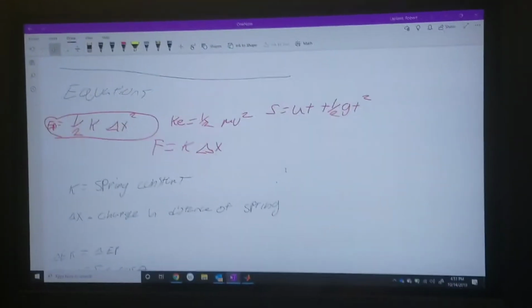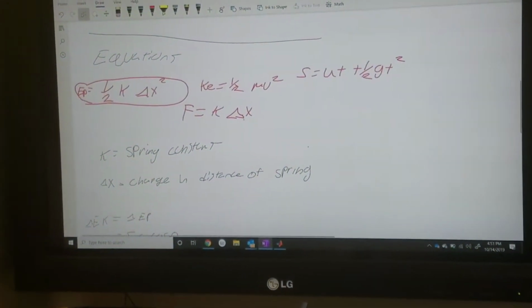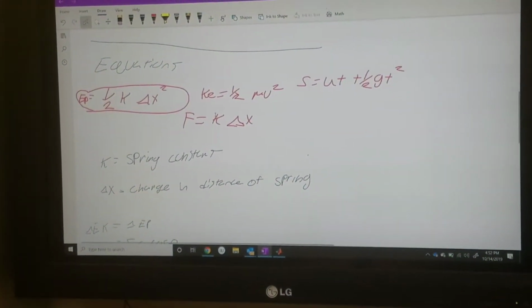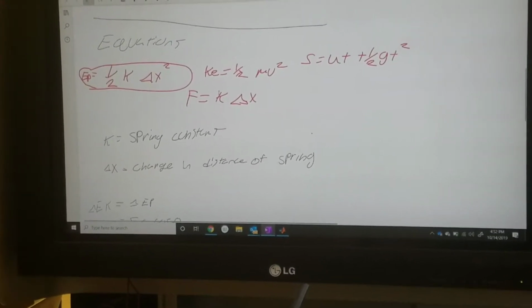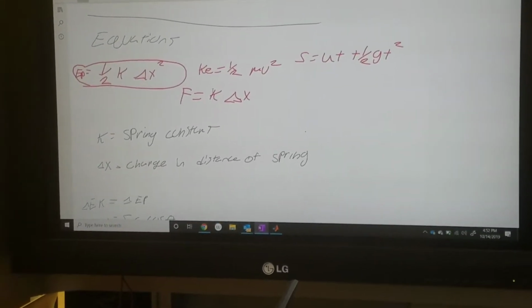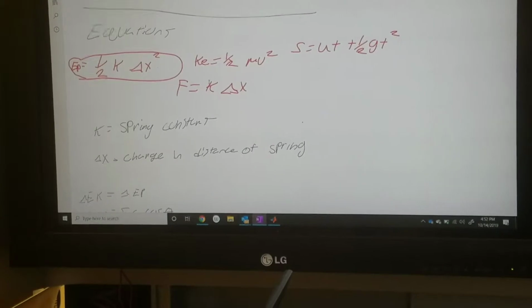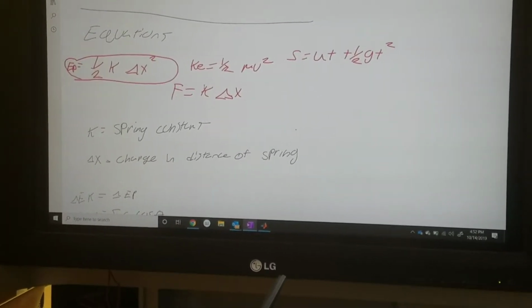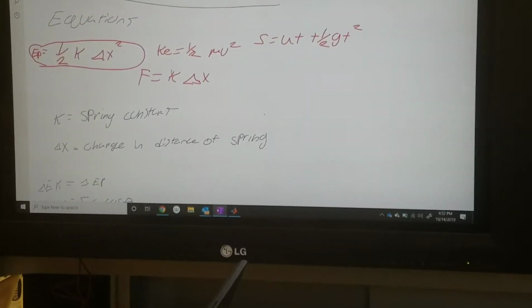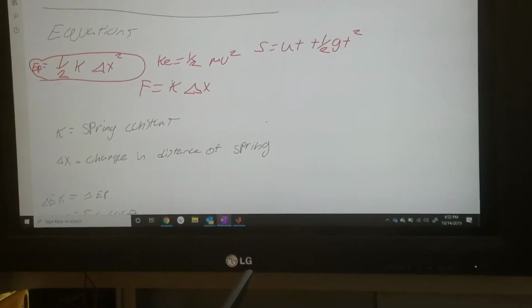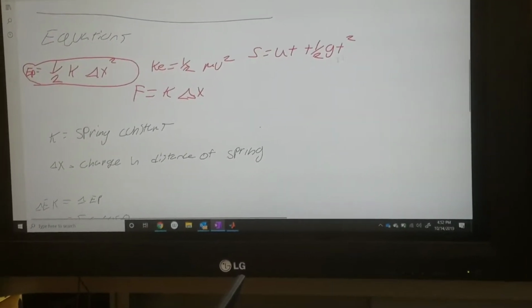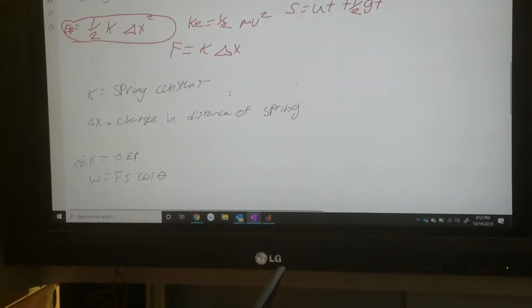Okay, so for this one, we determined some equations we might need. First is 1/2 k times delta x squared, which is 1/2 the spring constant times the change in the spring squared, and that's going to give us our potential energy, which we can change to kinetic energy so we can find the velocity that we need. We also have the standard equation for projectile motion and a force if need be.